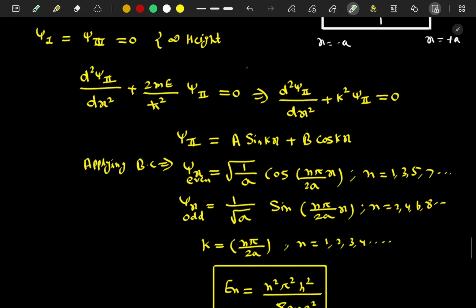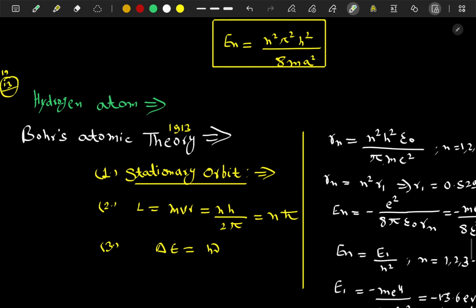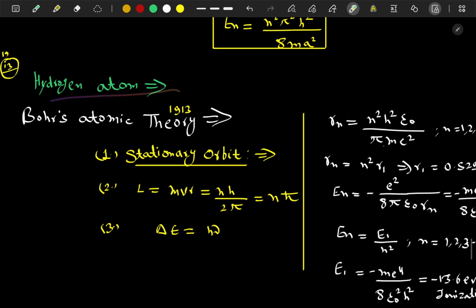So now we will move forward. Now we'll discuss the hydrogen atom. Bohr gave his atomic theory in 1913. There were three postulates: stationary orbits, quantization of angular momentum, and energy transitions. It means when an electron goes from one energy level to another energy level, it will emit certain radiation.